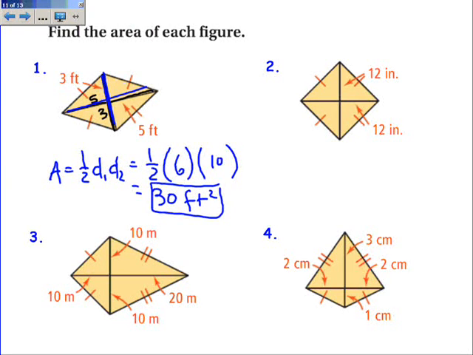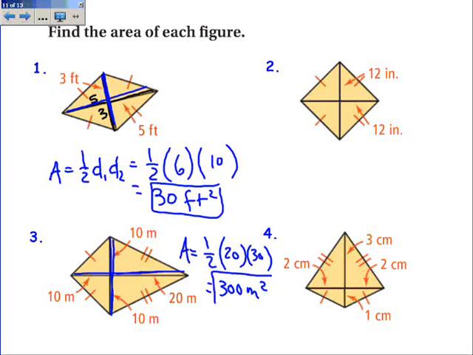Okay, similarly for a kite, number 3, this diagonal is 20, and this diagonal is 30, and so the area is 1/2 20 times 30, which is equal to 300 square meters.